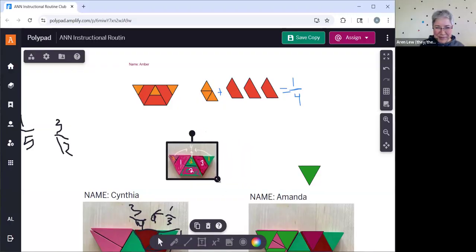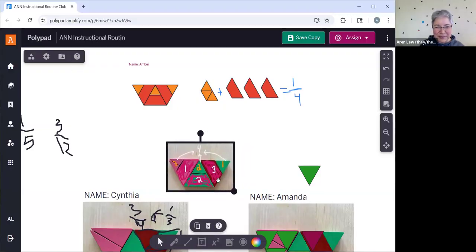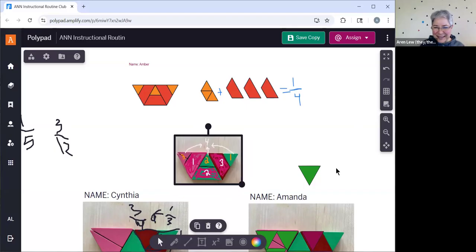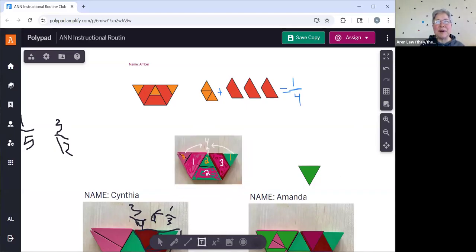Awesome. Thank you, Amber. Yeah, it's been a while for me too. You can see me struggling a little bit with Polypad today. And this is Mark's. Do you want to explain, Mark? You said this was similar, but not as clean as Amber's.